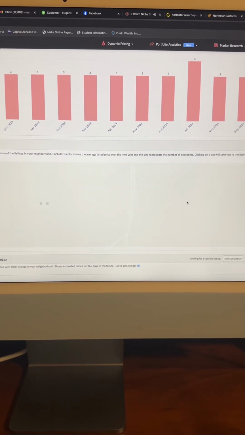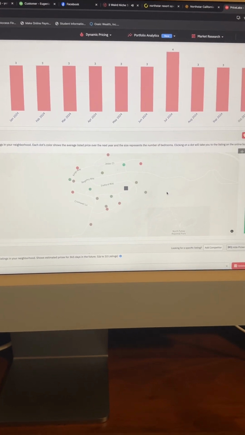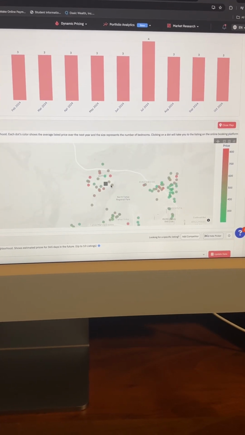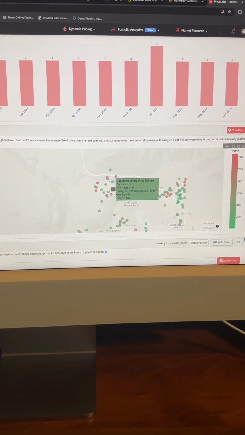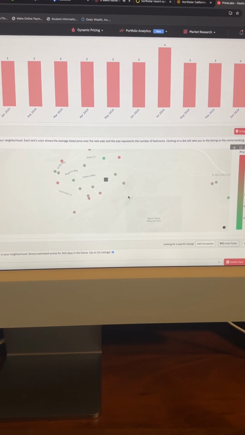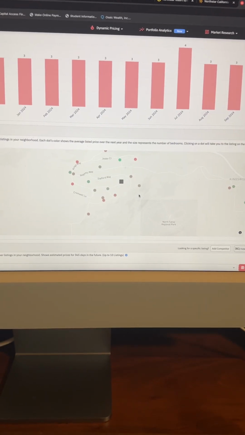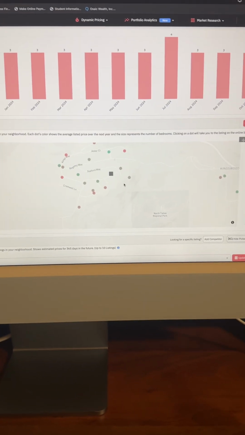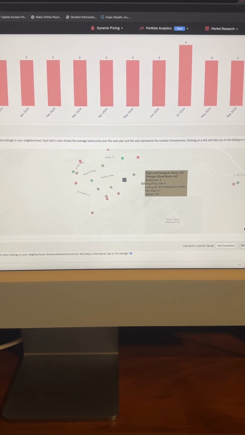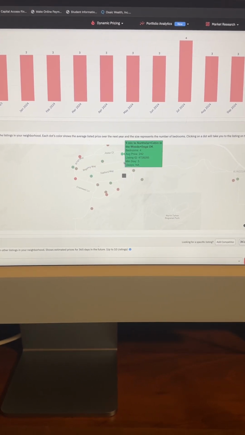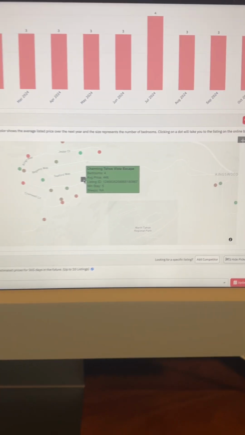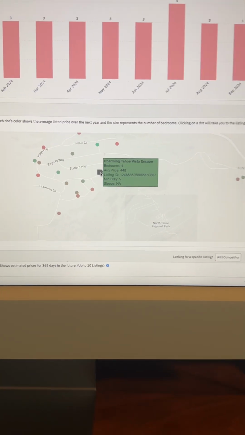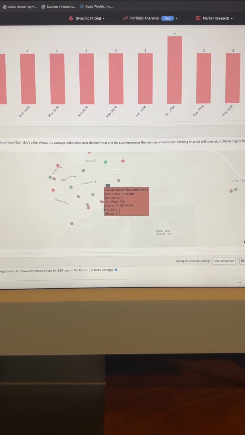So this is our neighborhood data for the vicinity of Kingswood Estates, where 1208 Lord's Way is located. This is our dynamic pricing tool, and it gives me market-specific data in real time, so I can see all of your competitors in and around your cabin. You're the square. The average price right now is $448 a night.